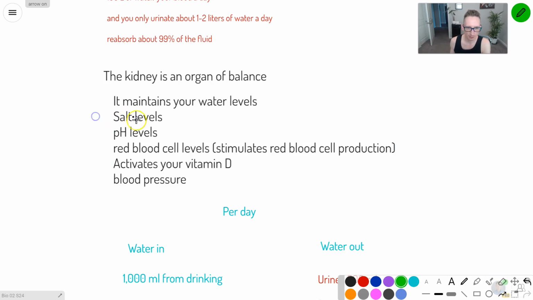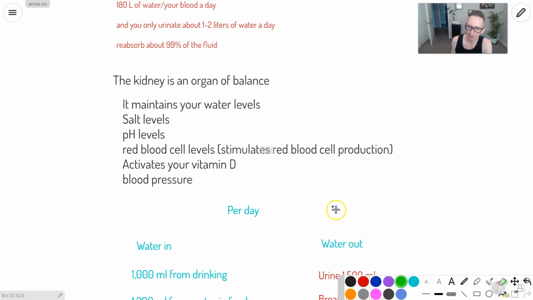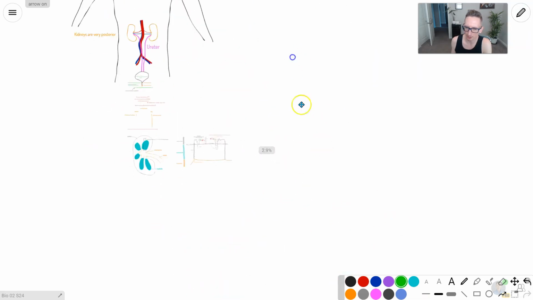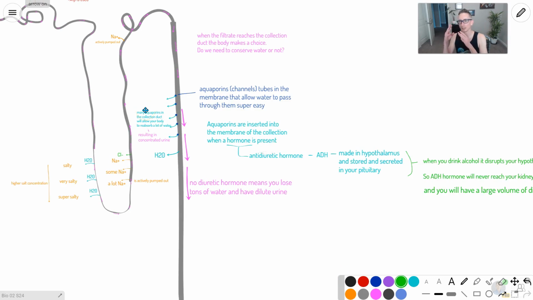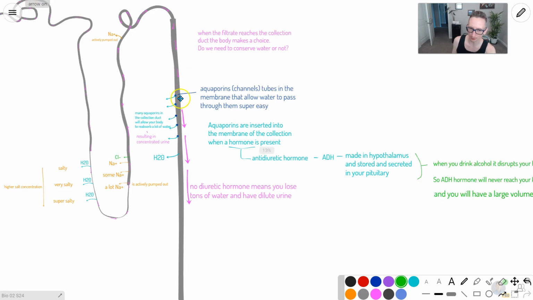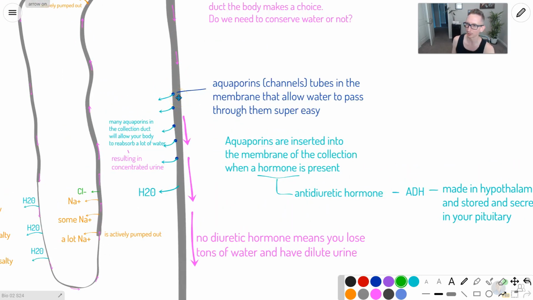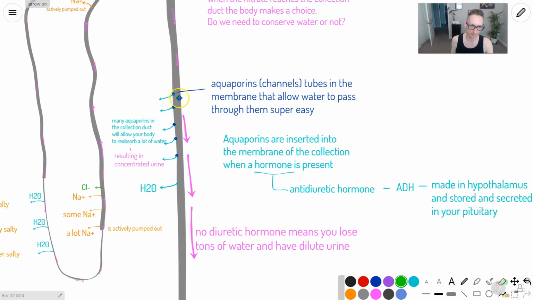Okay, so we talked about salt levels, so the amount of active pumping. Now we just talked about water levels, which also is involved in your blood pressure. And we have this cool, interesting connection about how alcohol disrupts your brain's ability to secrete a hormone to install a tiny little pore, which helps you save water. If you disrupt that, then you have a large amount of dilute urine.